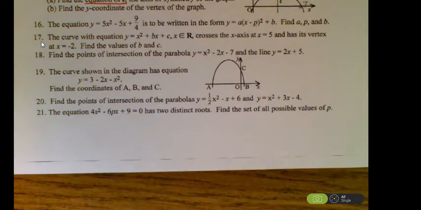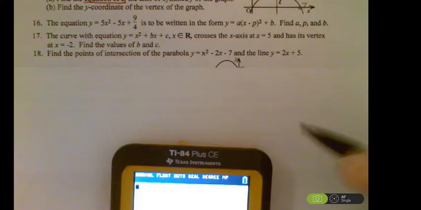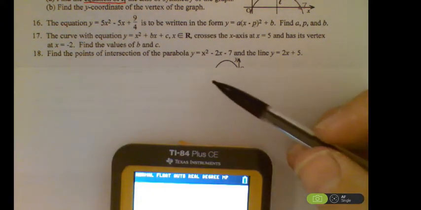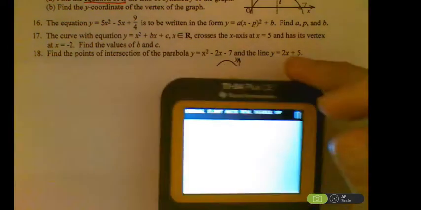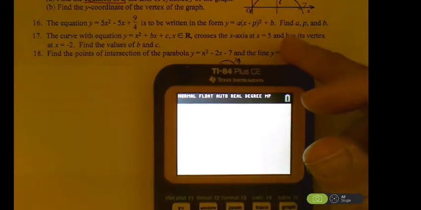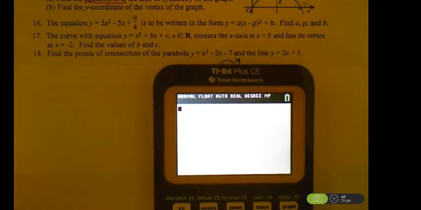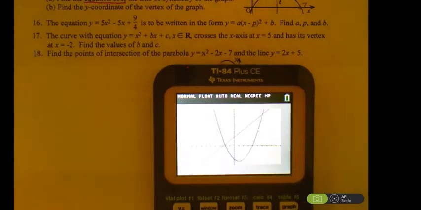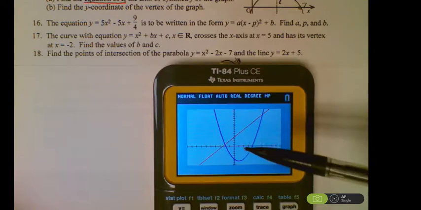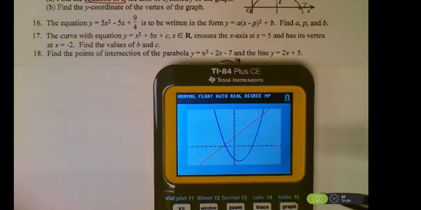Moving on to 18. For 18, if we want to find the intersection of this parabola and this line, there's two ways you can do it. Can be done on a calculator. I'll show you that real quick in case we're in a situation where you can use a calculator. So if I go to y equals, I already put those in. I can graph both functions. So I just put them in as two separate graphs. Hit graph, and the function comes up. And so all I'm looking for are the points of intersection for those.